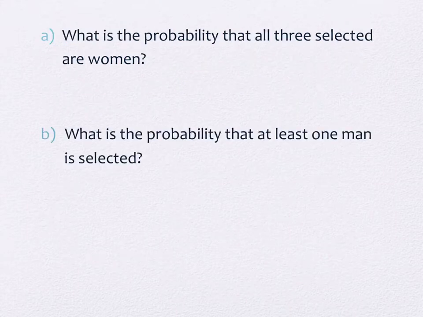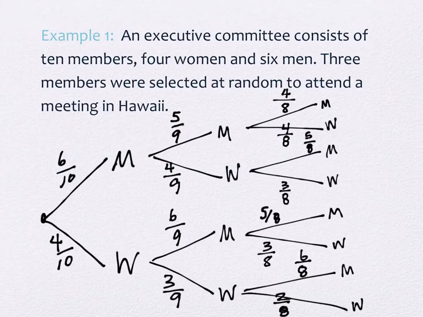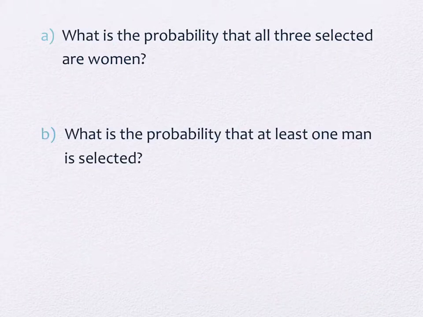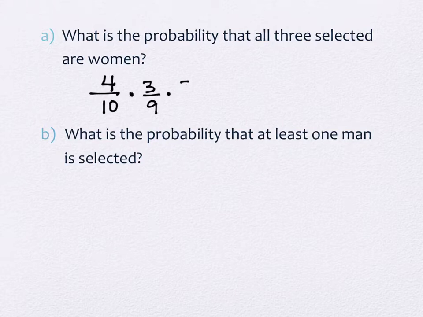So here are the questions that I'm being asked according to the work that I've just done. What is the probability that all 3 selected are women? So what part of this diagram is going to answer that question? The last branch along the bottom, right? And what will I do with that branch to get the answer to my question? Yes, multiply the 3 probabilities along that branch of the 3 women being selected. So a 4 out of 10 times a 3 out of 9 times a 2 out of 8.